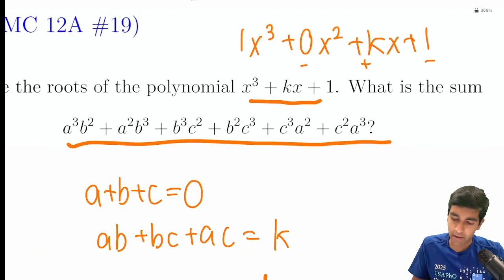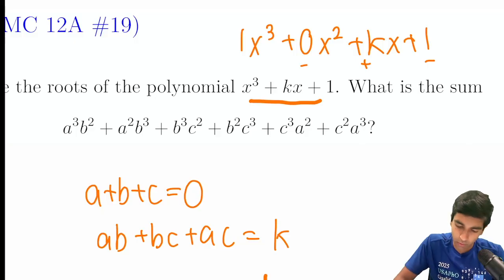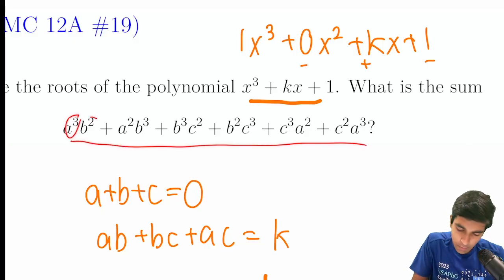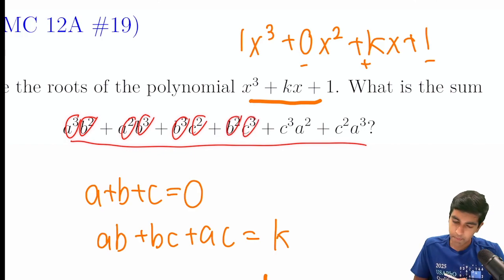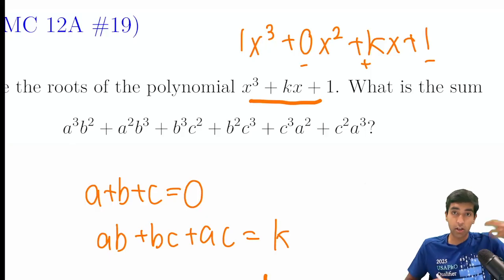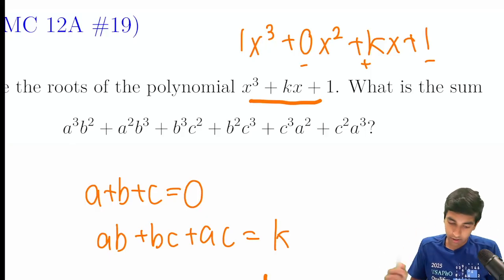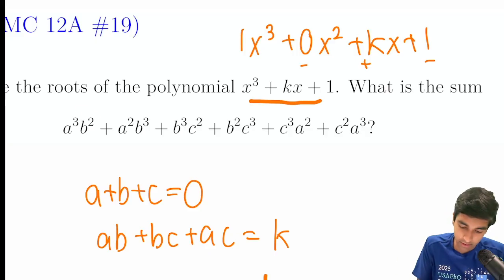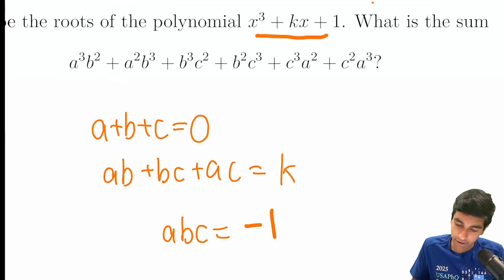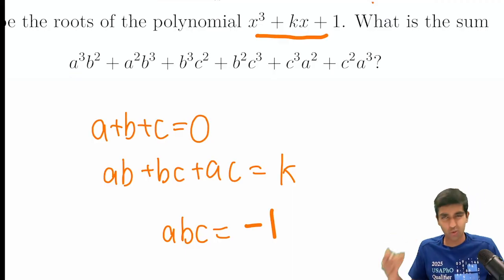Okay, we can start bashing and trying to figure it out, but let's take a step back here. What does this look like? We have a cubed b squared, b cubed c squared, c cubed a squared. So it seems like we have one of our roots cubed times another one of the roots squared. And it's fully symmetric in all the variables. These are annoying to deal with, cubes and squares.